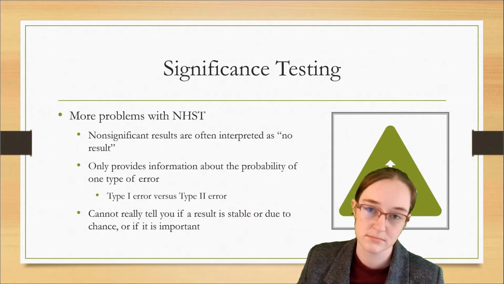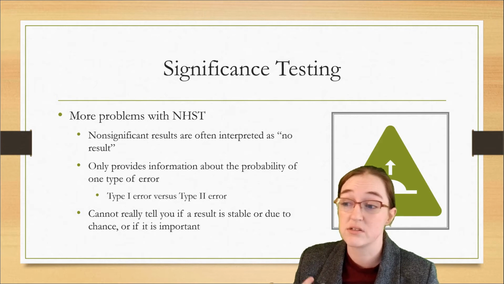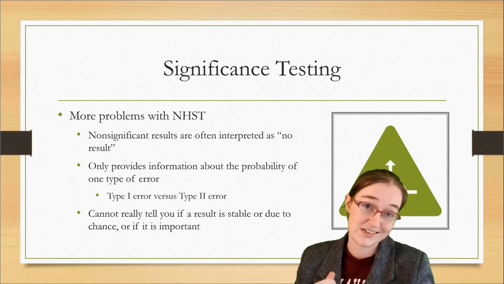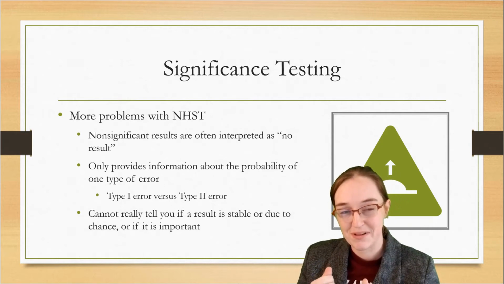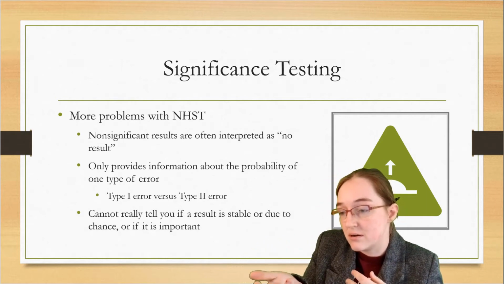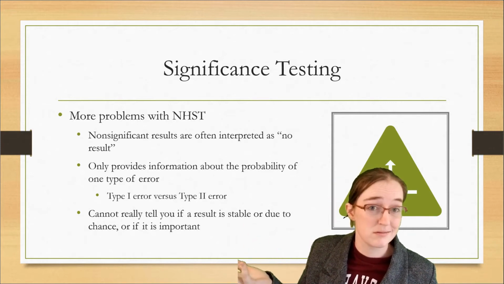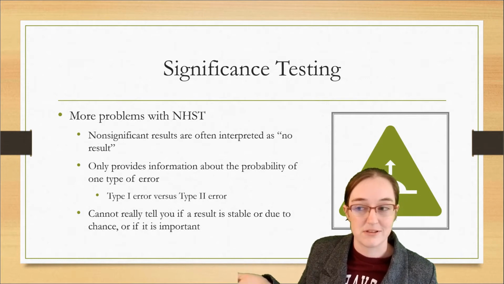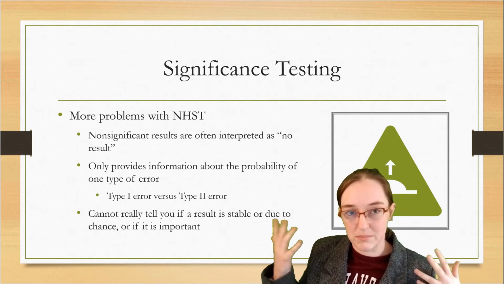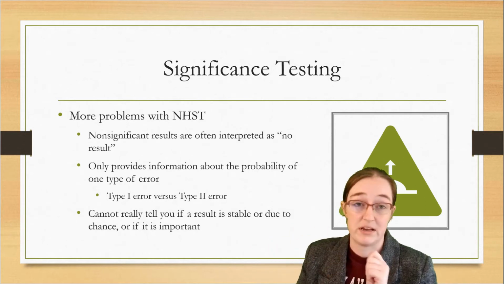So, yeah, more problems with null hypothesis testing. Non-significant results are often interpreted as no result, so that the fact that it's non-significant means that there is no relationship. That is not what it means. If you have a p-value of 0.1, so 1 in 10 times that was just by chance, that means 9 out of 10 times that non-significant correlation is still meaningful. It just provides information about the probability of errors.